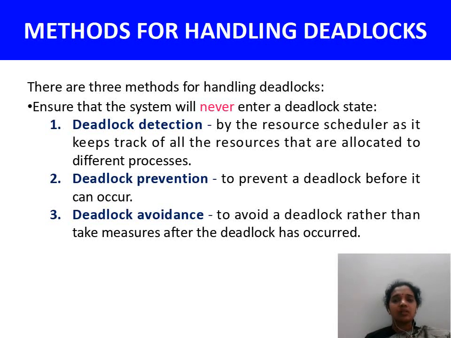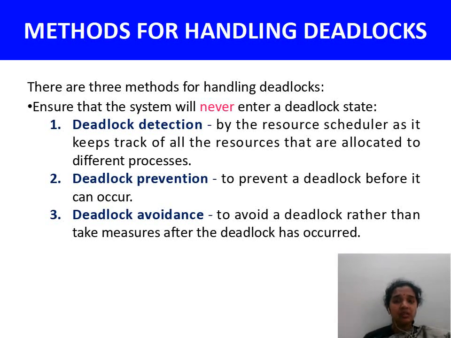And the last one is deadlock avoidance. It is better to avoid a deadlock rather than taking a measure after the deadlock has occurred. So in deadlock avoidance, we avoid the deadlock rather than measuring after the deadlock has occurred. So avoidance is a kind of futuristic in nature.